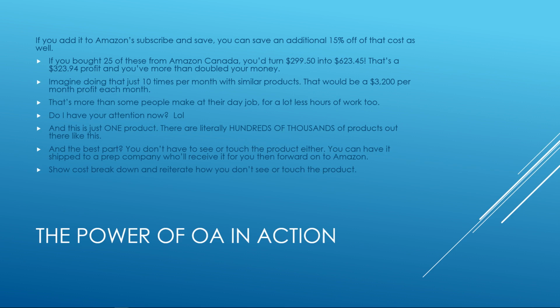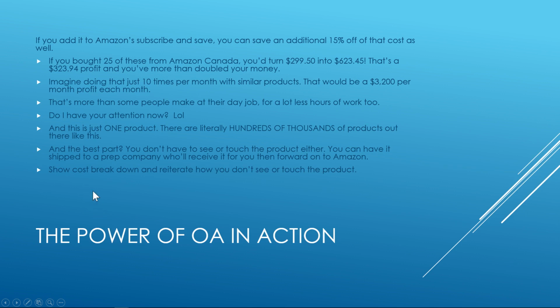So hopefully I've got your attention now. This is just one product, and there are literally hundreds of thousands of products out there like this, and a lot of new sellers are able to sell many of these products as well. The best part with online arbitrage is that you never have to see or touch the products either. You can have it shipped to a prep company, which I'll get into next, who will receive, label, package it, and forward it to Amazon for you. So you'll never have to deal with products yourself.